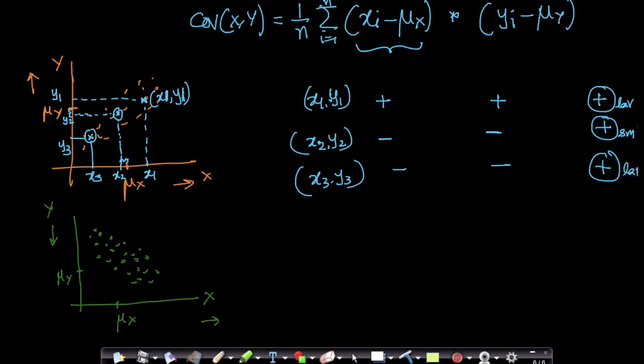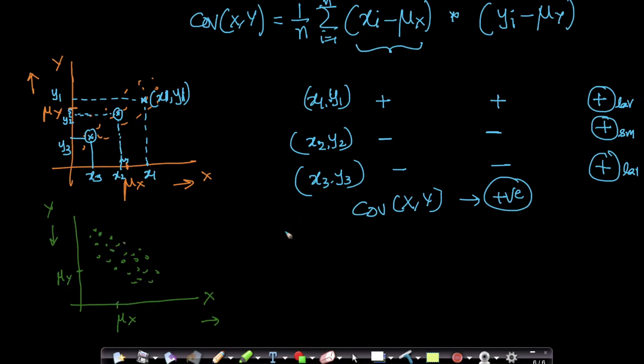Right? Now, if I sum up all these positives and take the average, the overall value is going to be positive. So I can argue that if my data set is like this, my covariance between x and y is going to be positive, right? And if I have a lot of points which are farther and farther away from mu, I'm going to get a larger positive value, right?